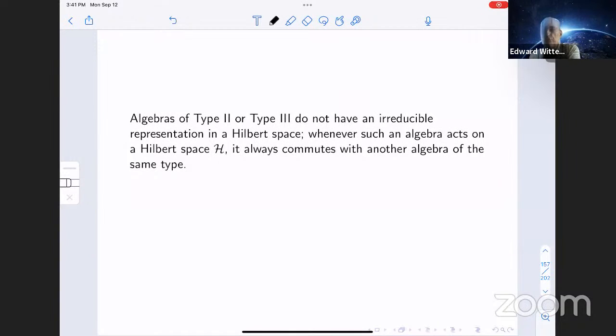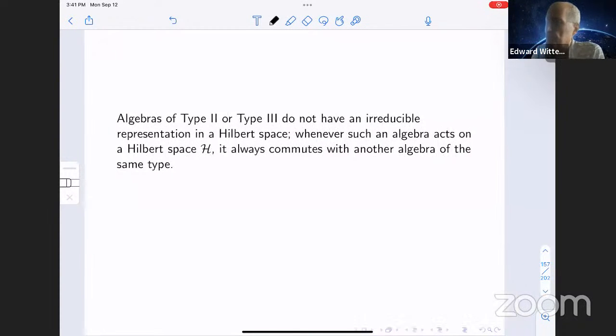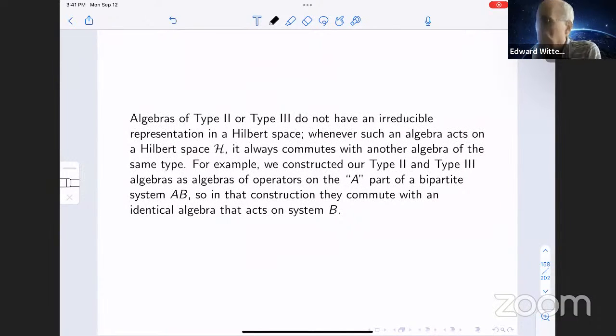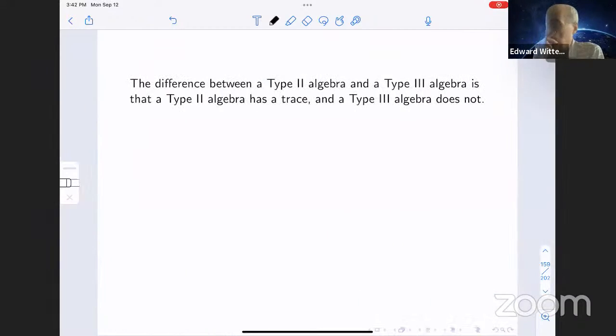In contrast to algebras of type 1, algebras of type 2 or 3 do not have an irreducible representation in Hilbert space. Whenever such an algebra acts on a Hilbert space, it always commutes with another algebra of the same type. For example, we constructed our type 2 and type 3 algebras as algebras of operators on the A part of a two-part system AB. So in that construction, they commute with an identical algebra that acts on system B. The difference between type 2 and type 3 is that a type 2 algebra has a trace and a type 3 algebra does not.